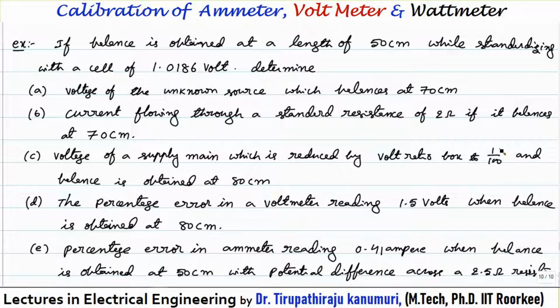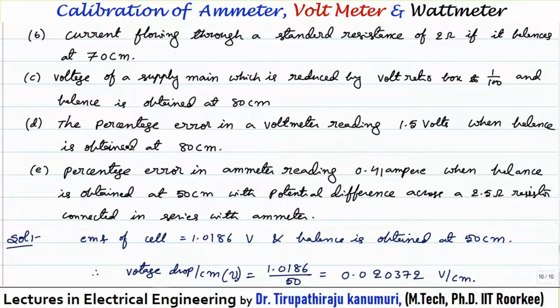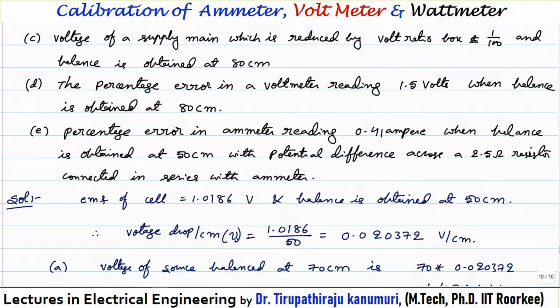So let us see the details. Let me complete the question. Then it is asked the percentage error in the voltmeter reading. The voltmeter is showing a reading of 1.5 volts, and the balance is obtained for the potentiometer at 80 centimeters. Based on this 80 centimeters, we can calculate the actual voltage. This is my measured value of the voltage. We can calculate the percentage error easily. Similar is the case with the ammeter.